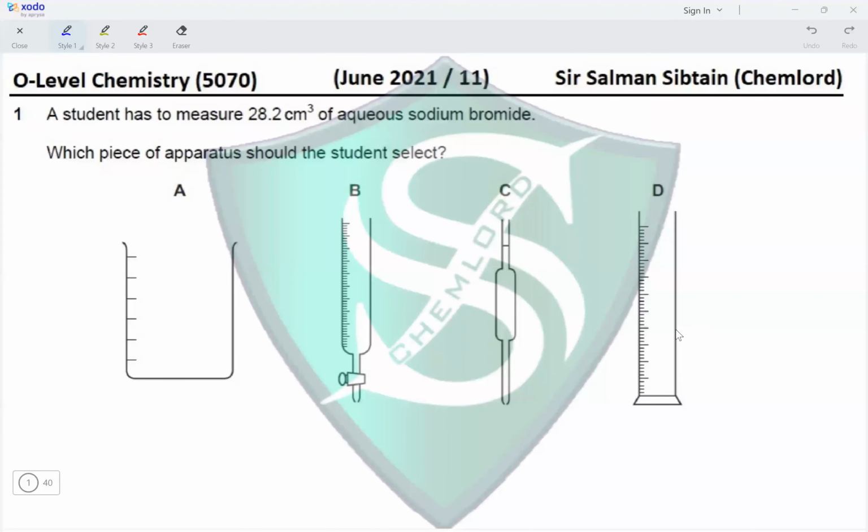Hi guys, this is O-Level Chemistry, paper 11, June 2021, question 1. A student has to measure 28.2 cm cube of aqueous sodium bromide. Which piece of apparatus should the student select?